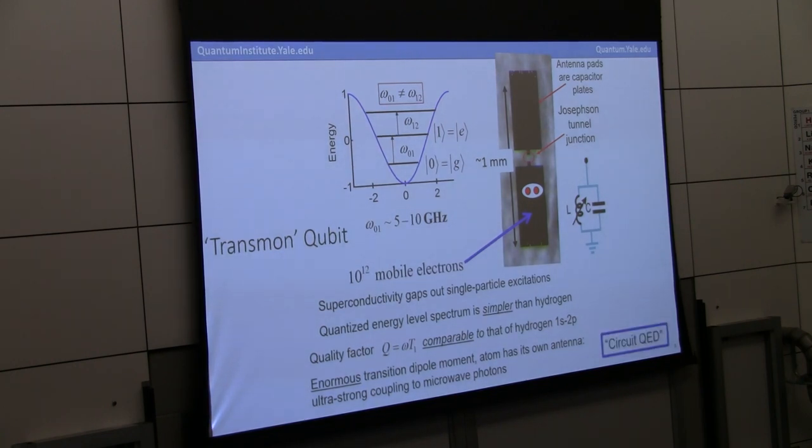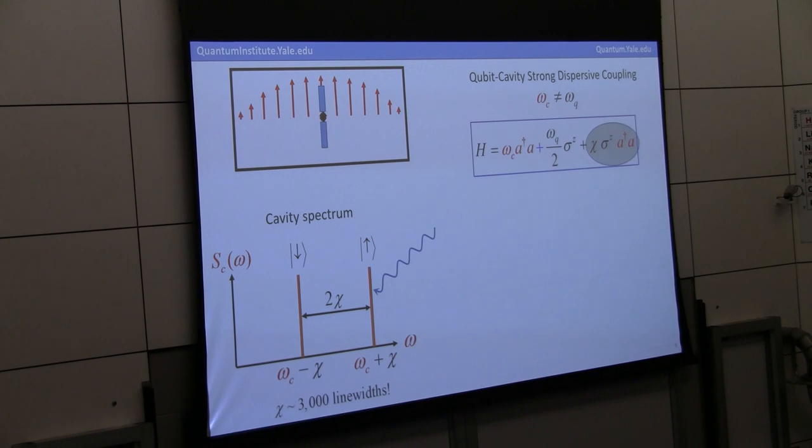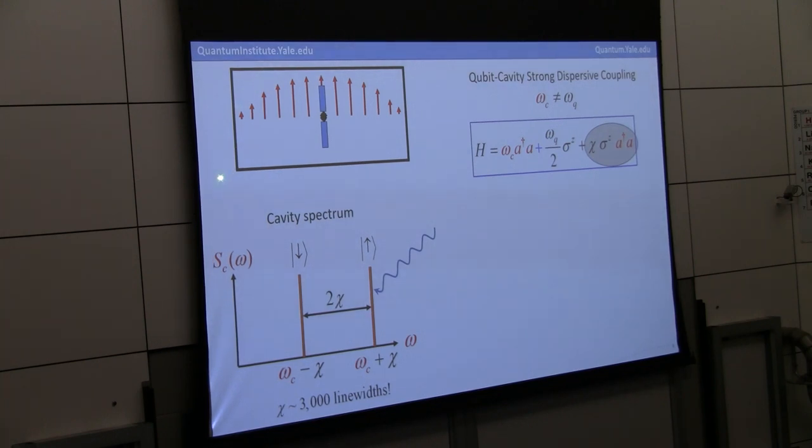So this is what we mean by circuit QED. I just want to talk through some of the things you can do because of this very strong coupling. So here's a box. Here's the fundamental half-wavelength resonance of the electric field. The red lines indicate the polarization and amplitude of the electric field.